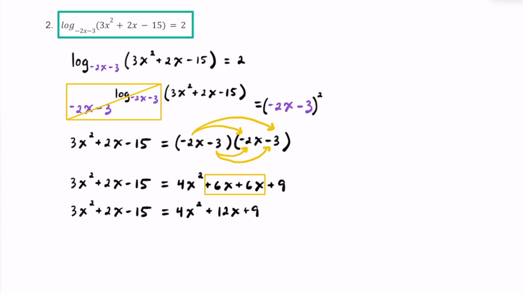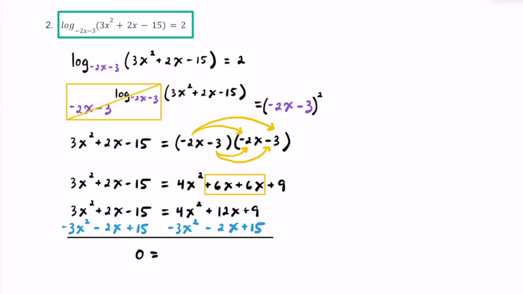And now hopefully we can notice that we have a quadratic equation, so we want to put everything on the same side of the equation and set it equal to 0. Moving everything to the right side of the equation, we can start by subtracting 3x squared from both sides, taking away 2x from both sides, and adding 15 to both sides. If we do that, everything on the left side of the equation is going to become 0, and on the right side, 4x squared minus 3x squared is just going to be 1x squared, or x squared. 12x minus 2x is going to be a positive 10x, and then 9 plus 15 is going to be 24.